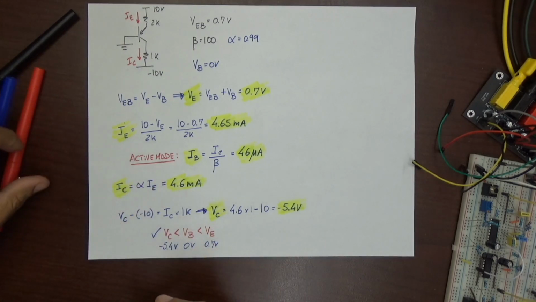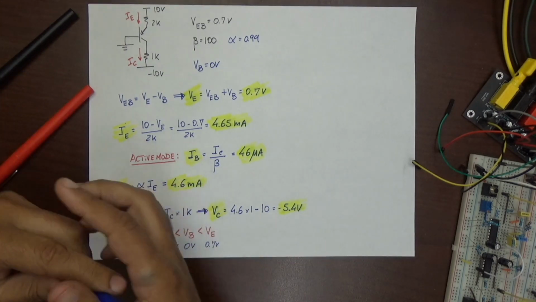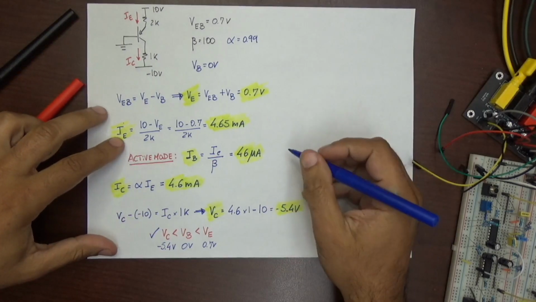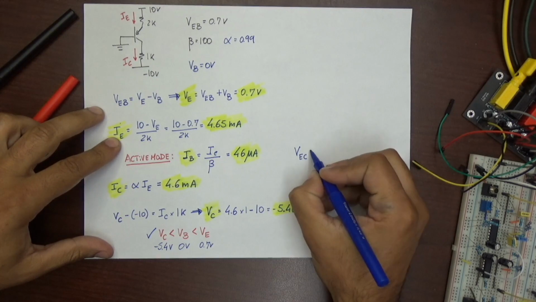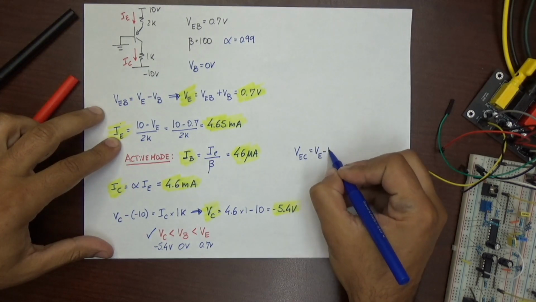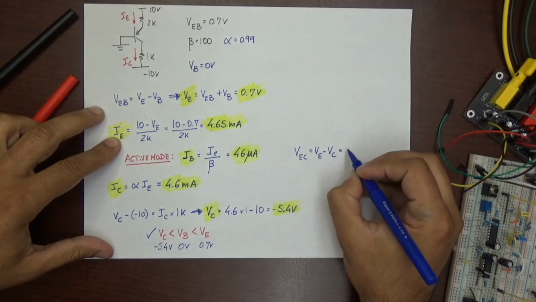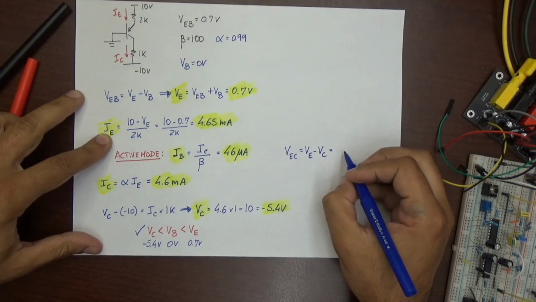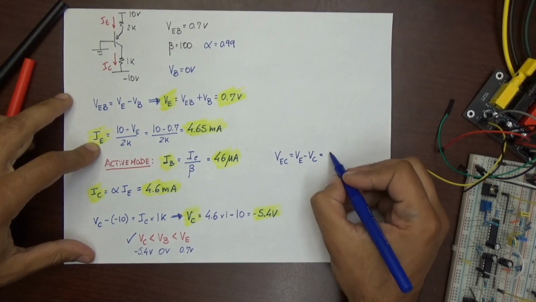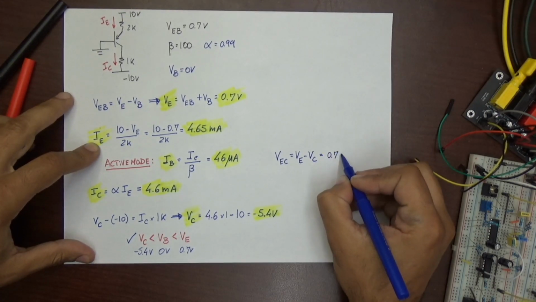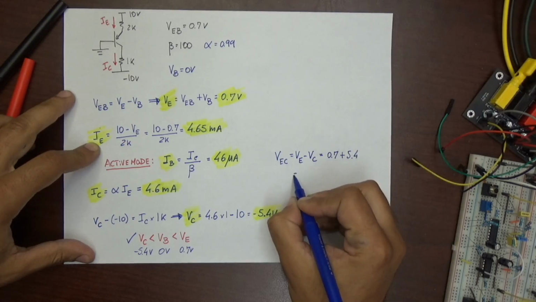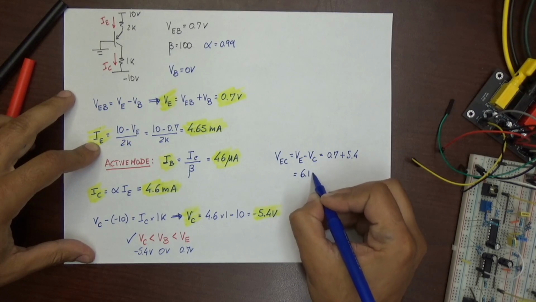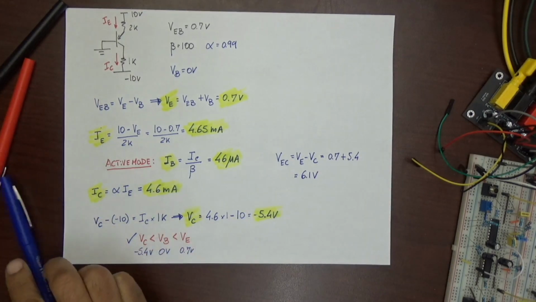And the last thing that we need to calculate is VCE, or in this case, sorry, VEC, because it's the PNP, and it's VE minus VC. We know VE is 0.7 volts, and VC minus 5.4 becomes positive, and I get the 6.1 volts of VEC.